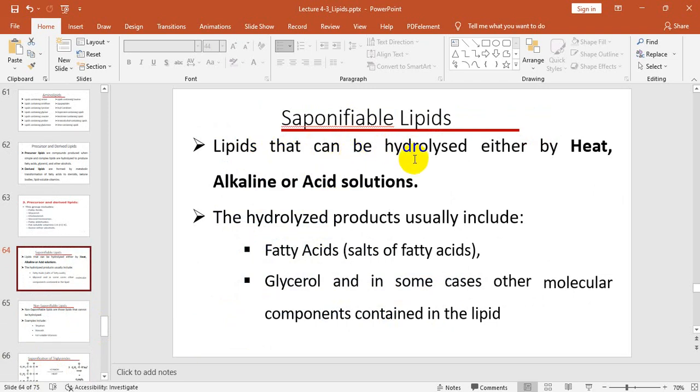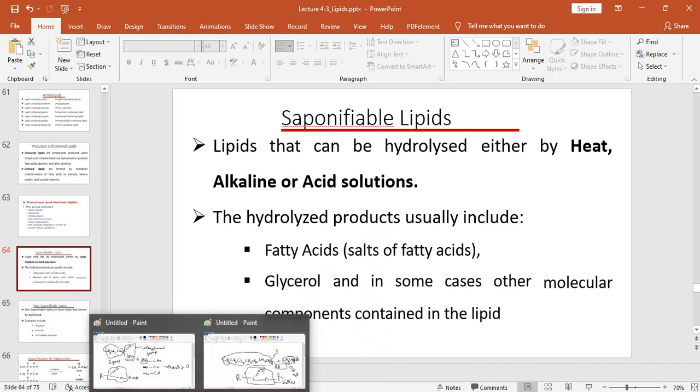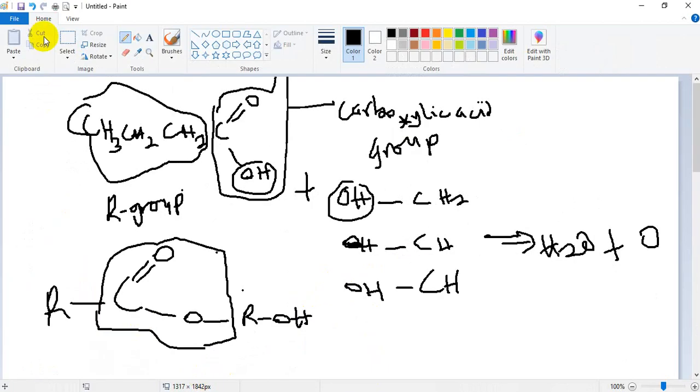Lipids that can be hydrolyzed by heat, alkaline, or acid solution are saponifiable lipids. The hydrolyzed products usually include fatty acids. When you break down a saponifiable lipid, you get fatty acids, the source of fatty acids, or fatty acids joined with a salt, then glycerol, and in some cases other molecular components contained in the lipid. So let me explain what a salt of a fatty acid means.